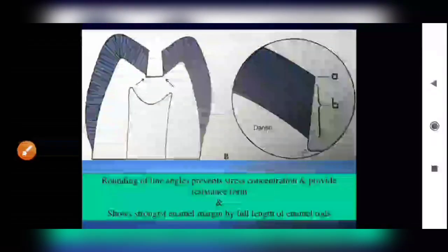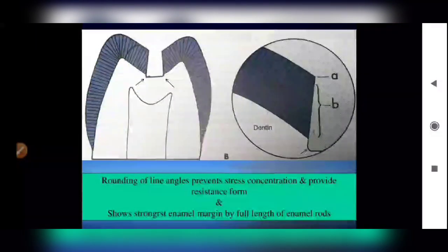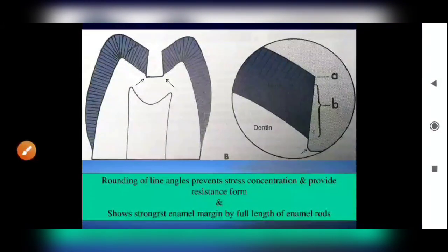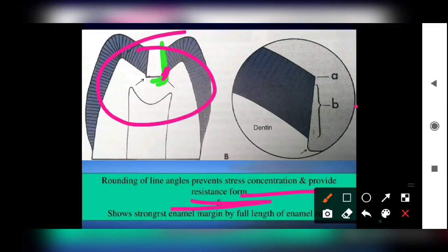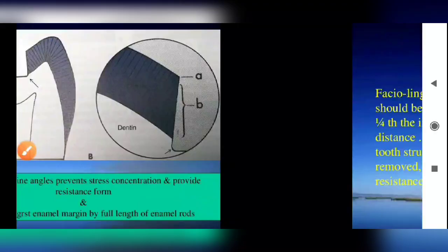Another feature is the rounding of line angles, which prevents stress concentration. You can see here the rounding of line angles, which prevents the stress concentration and provides resistance to masticatory forces. So it is also very important. The rounding of line angles is another feature.